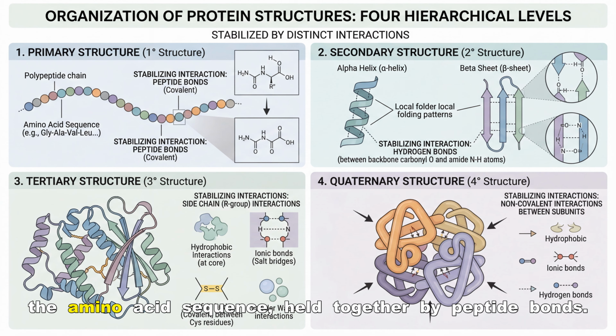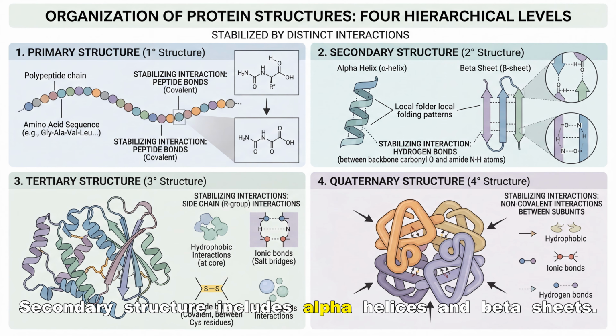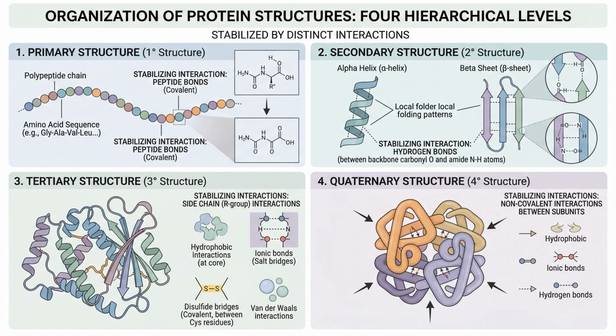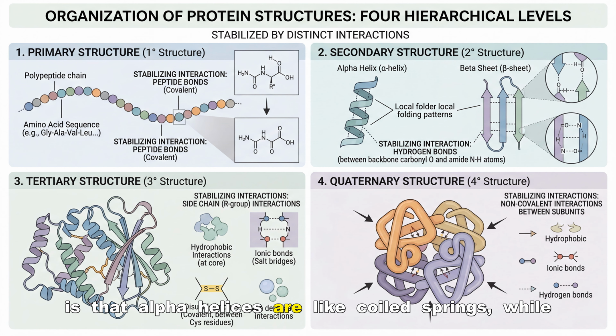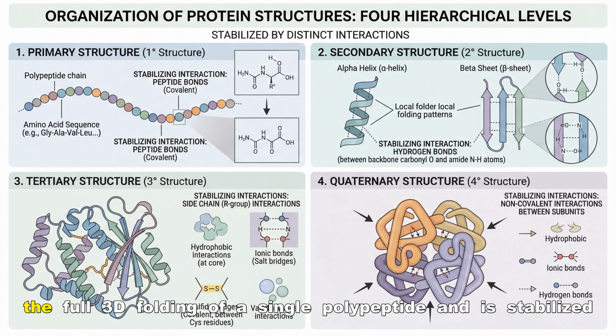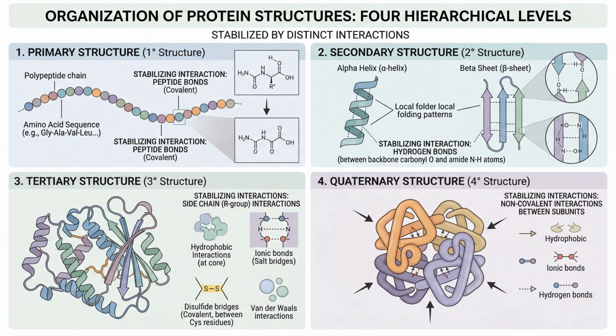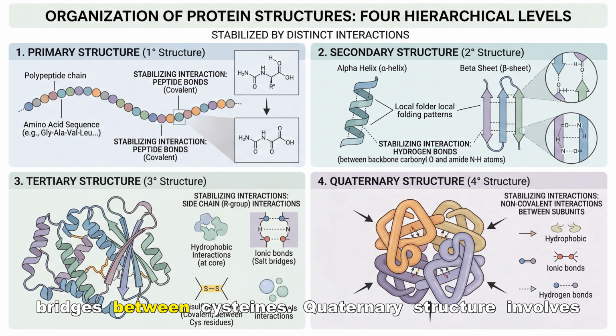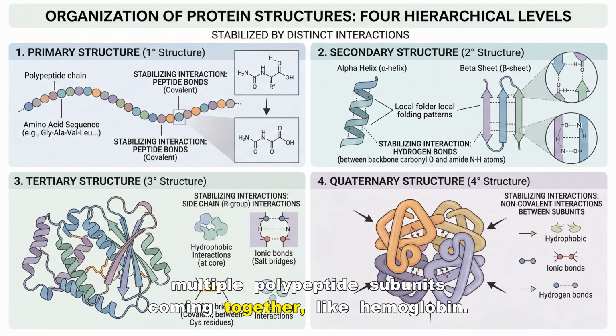Protein structure is organized into 4 levels, each stabilized by distinct interactions. Primary structure is simply the amino acid sequence, held together by peptide bonds. Secondary structure includes alpha helices and beta sheets, stabilized by hydrogen bonds between backbone atoms. Think C equals O to NH interactions. A classic mnemonic is that alpha helices are like coiled springs, while beta sheets are pleated. Tertiary structure refers to the full 3D folding of a single polypeptide and is stabilized by side chain interactions, hydrophobic interactions, hydrogen bonds, ionic interactions, and disulfide bridges between cysteines. Quaternary structure involves multiple polypeptide subunits coming together, like hemoglobin.